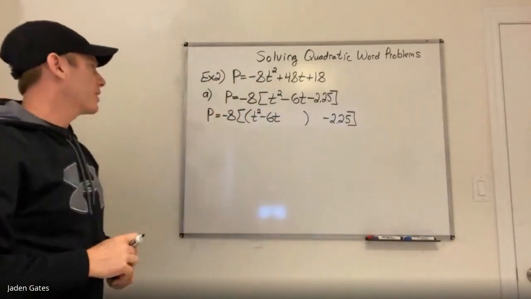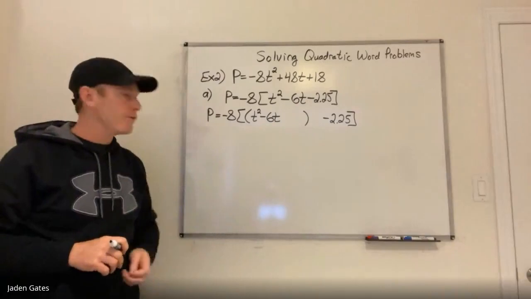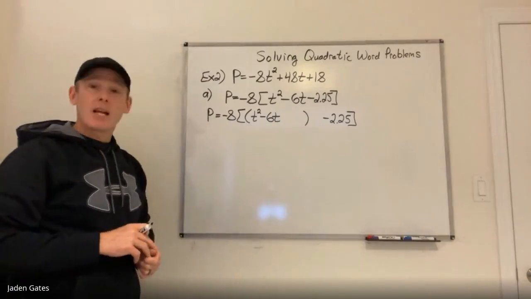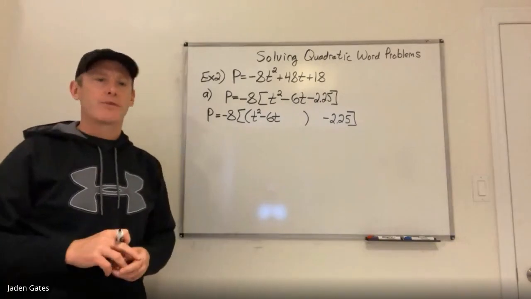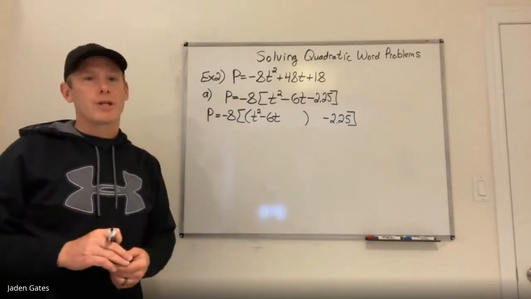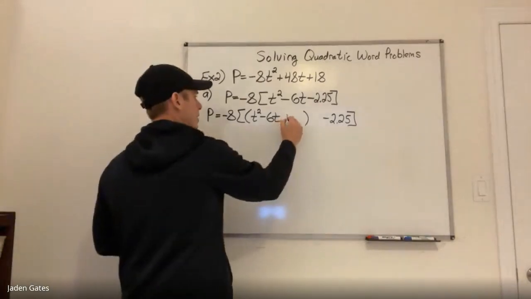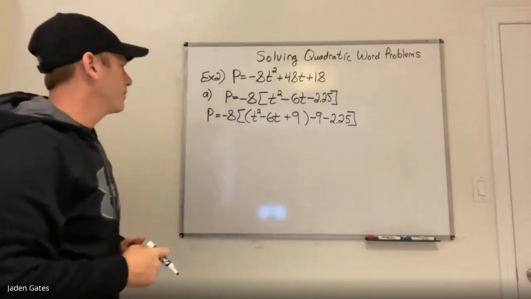All right, so once again, completing the square, if I want my magic number, I'm looking at the number in front of t. It's negative 6. I cut that in half and square it. So half of negative 6 is negative 3. Negative 3 squared, negative 3 times negative 3, is positive 9. Now we have a minus sign over there to balance it out.